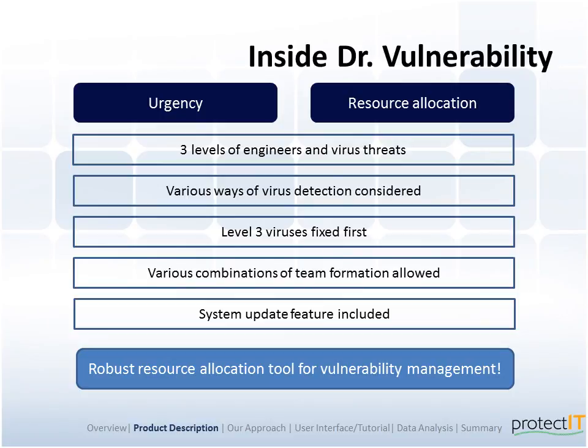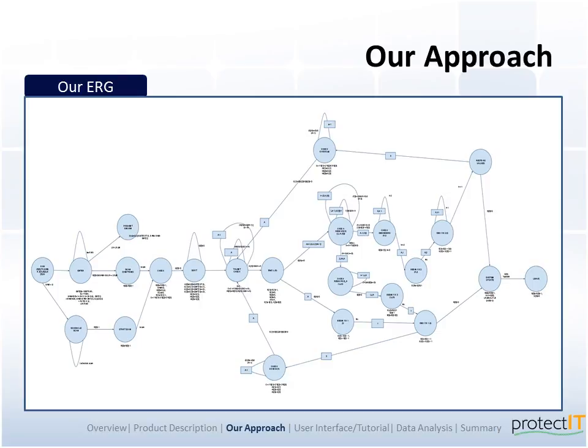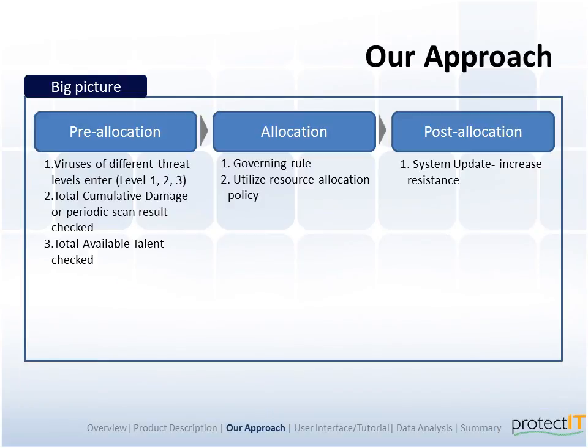Now, Elaine will talk to you more about the architecture behind our software. This is a diagram of our ERG, and it shows the structure behind our software. Our approach to creating the software was to divide it into three major parts: pre-allocation, allocation, and post-allocation. In pre-allocation, we focused on how viruses are introduced to the system and how they are detected. In allocation, we focused on how workers are allocated to fix each virus. In post-allocation, we focused on how to update the security of the system.